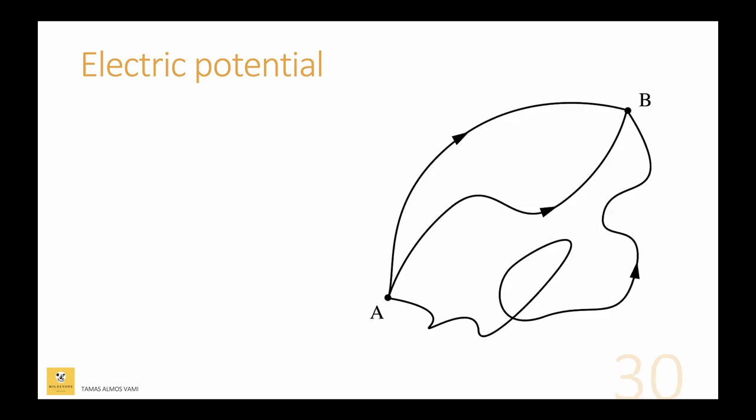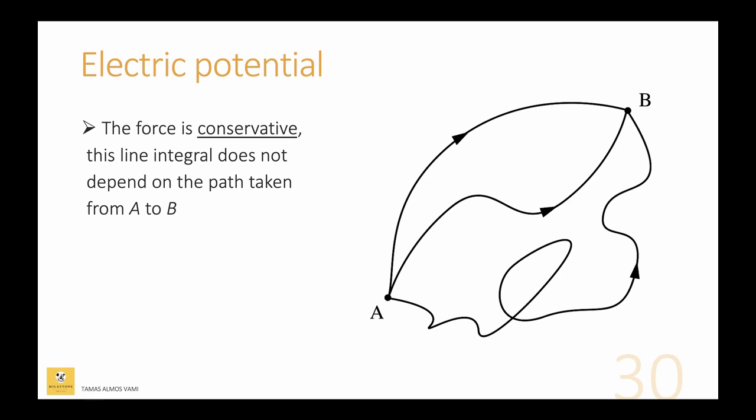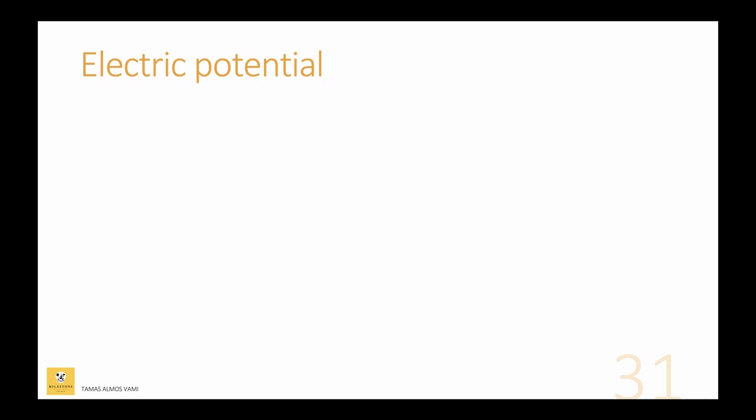So let's think about what happens if we do this integration on different paths. You see one path like this, one path like this, one very complicated path like this. A force is going to be called a conservative force if the line integral doesn't depend on the path taken. So if the line integral of the upper curve, the middle curve, and the bottom curve is the same, then the force on which we are doing this line integral is a conservative force.